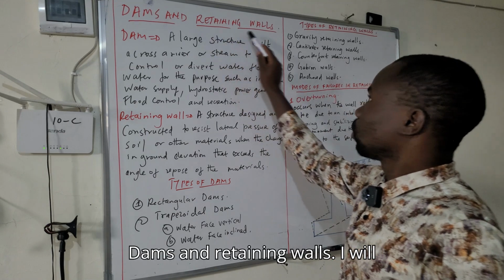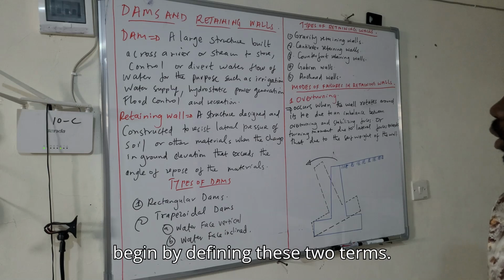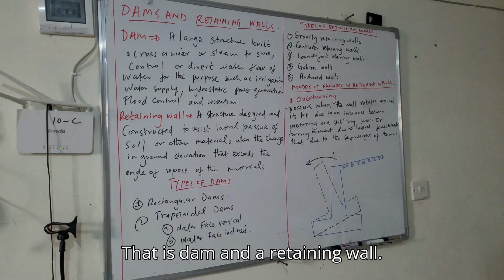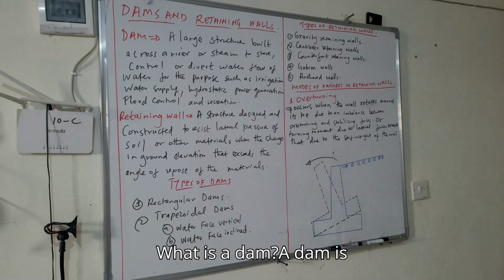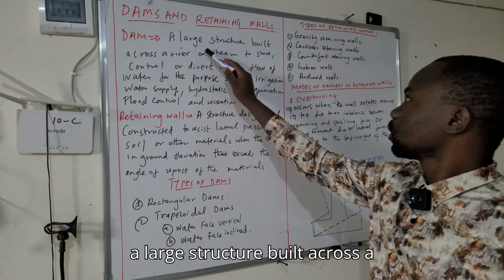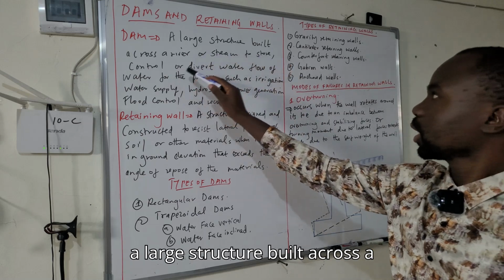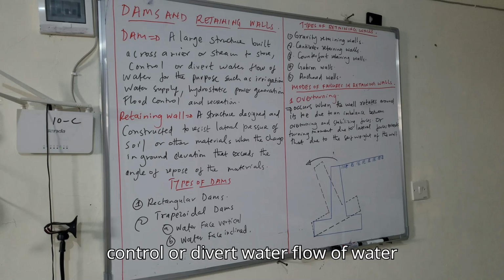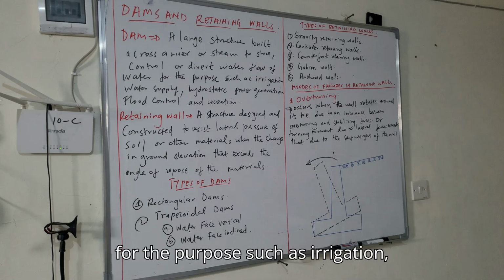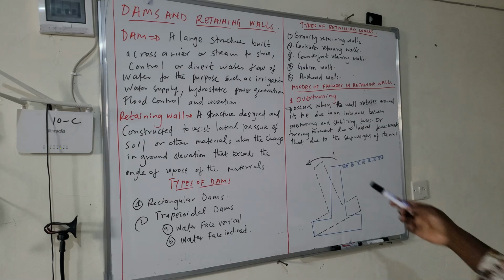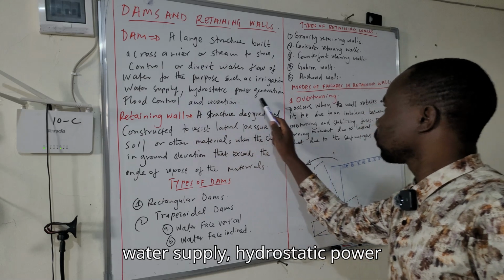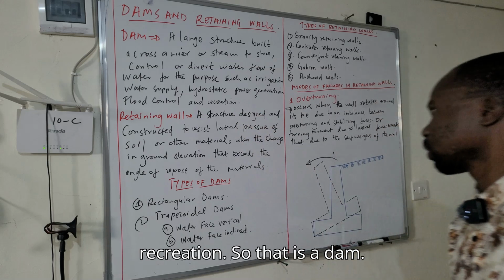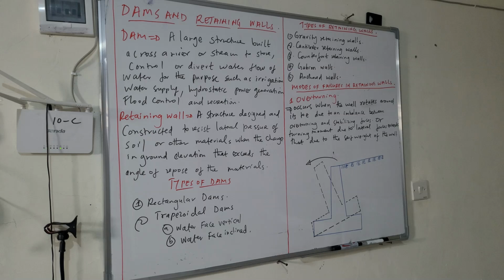Dams and retaining walls. I will begin by defining these two terms, that is dam and retaining wall. What is a dam? A dam is a large structure built across a river or a stream to store, control, or divert the flow of water for purposes such as irrigation, water supply, hydroelectric power generation, flood control, and recreation. So that is a dam.